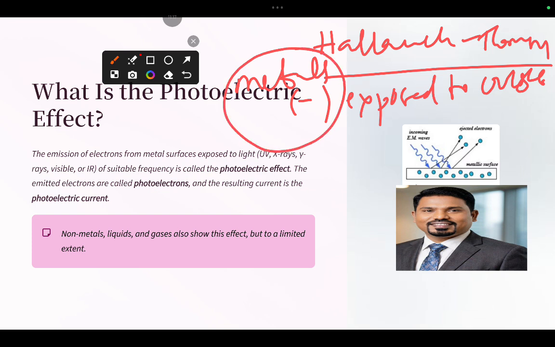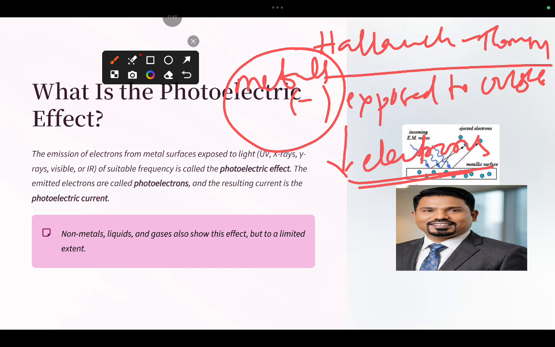Metals lose negative charge when exposed to ultraviolet light. Later, J.J. Thomson proved that the emitted particles are known as electrons.